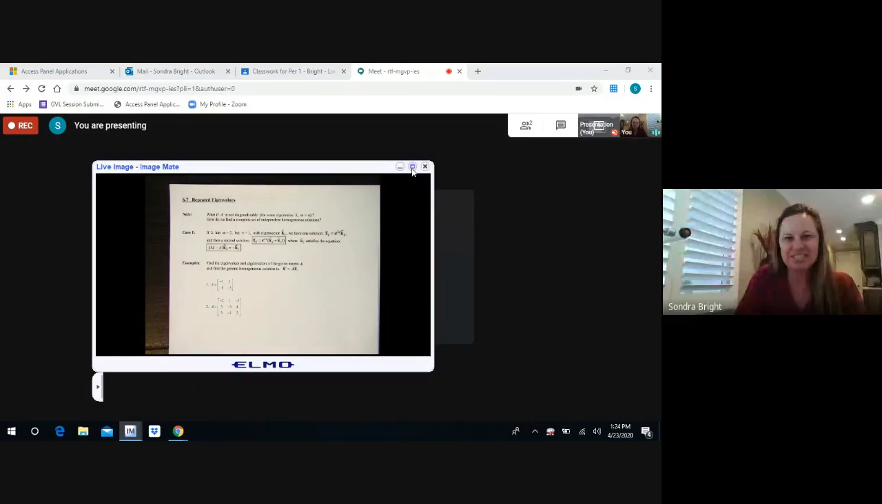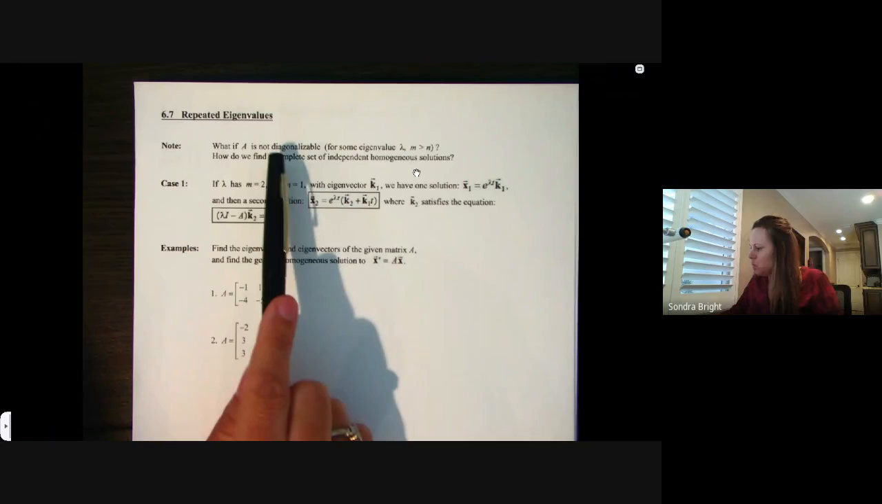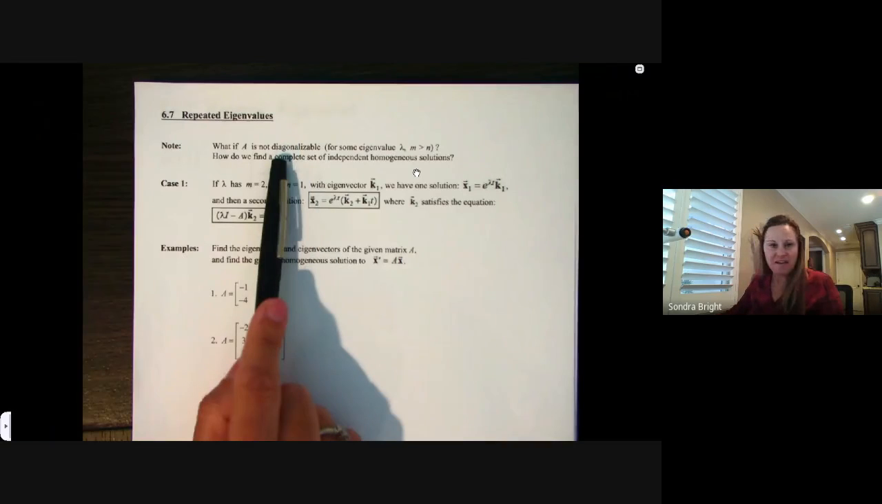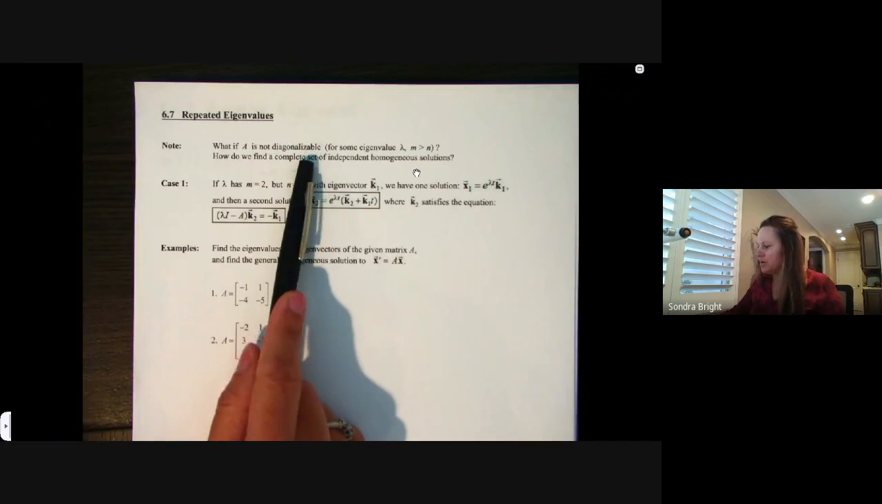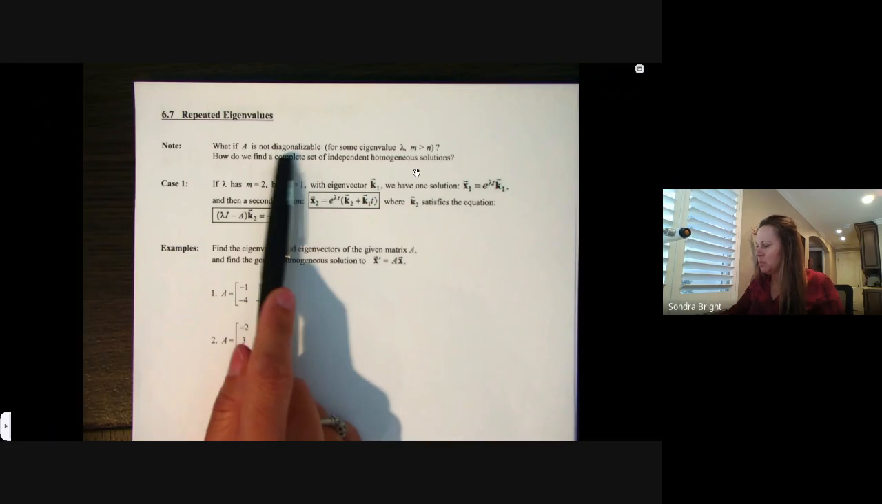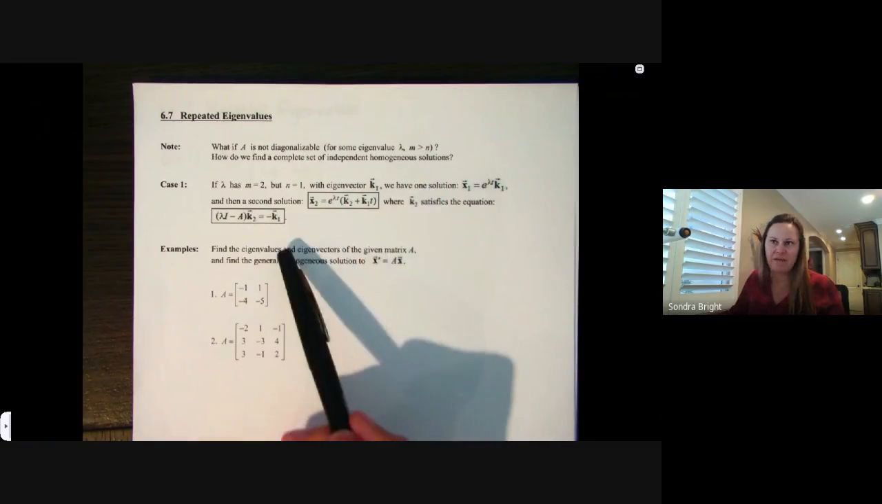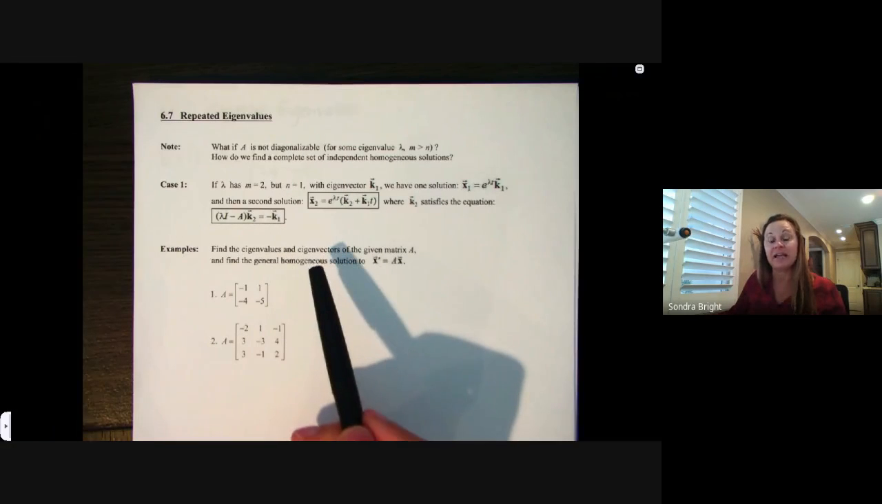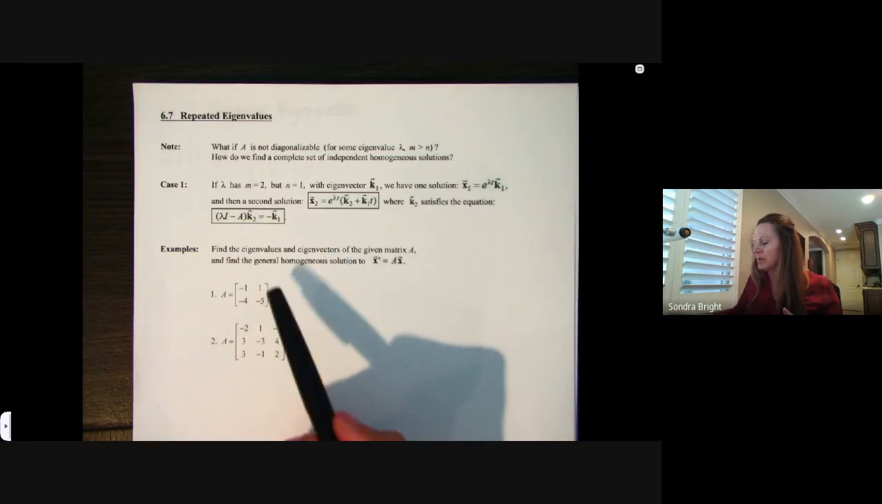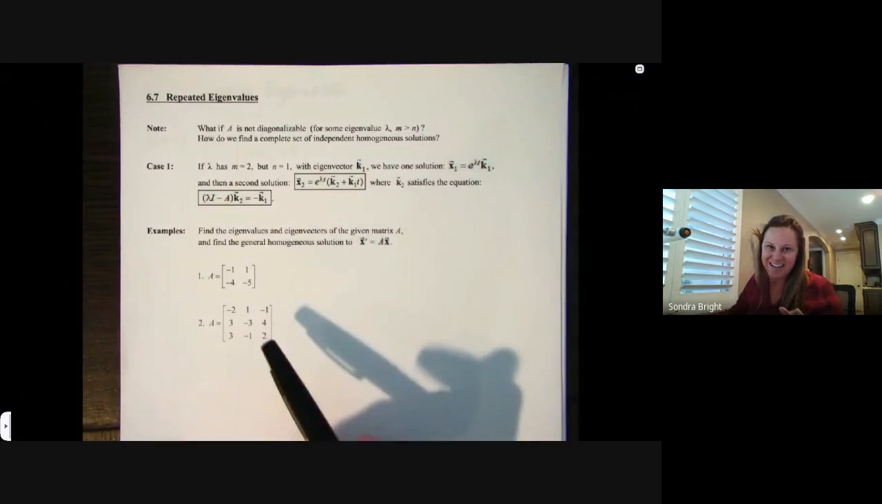All right, section 7, repeated eigenvalues. So what if A is not diagonalizable? Yesterday we found solutions using eigenvalues, but we did it with the type that are diagonalizable, meaning when we had a multiplicity on one of the eigenvalues, we still ended up with two linearly independent eigenvectors. And so we were still able to do it. So what happens if you get a multiplicity on an eigenvalue but you only have one eigenvector?